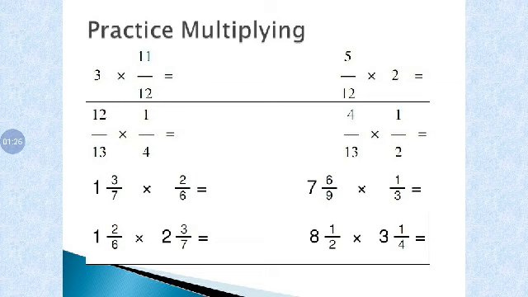Next one, 5 by 12 into 2. So the denominator is considered as 1. 5 by 12 into 2 by 1. 5 times 2 is 10. 12 times 1 is 12.